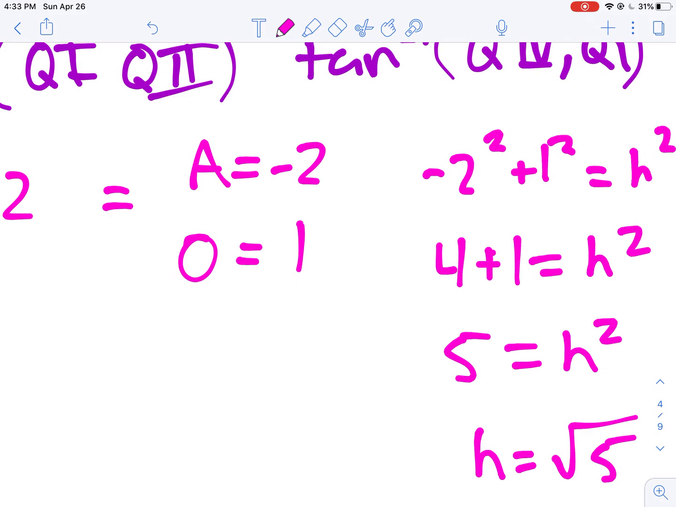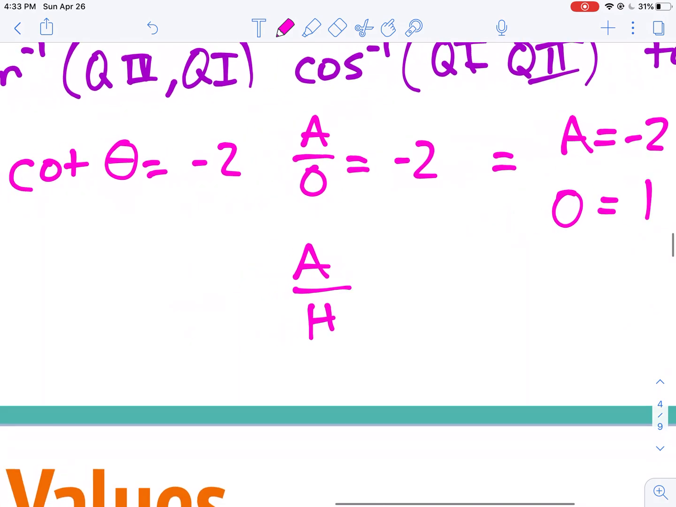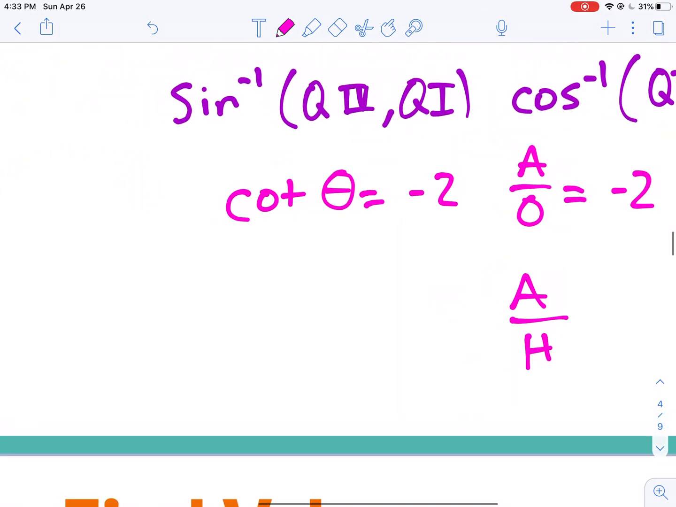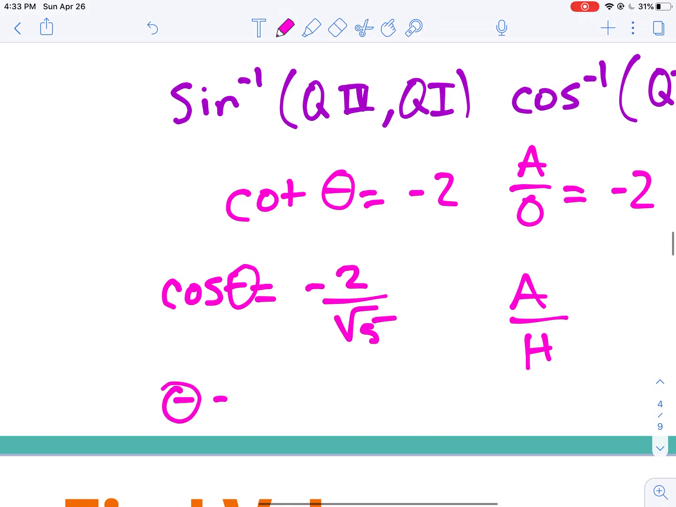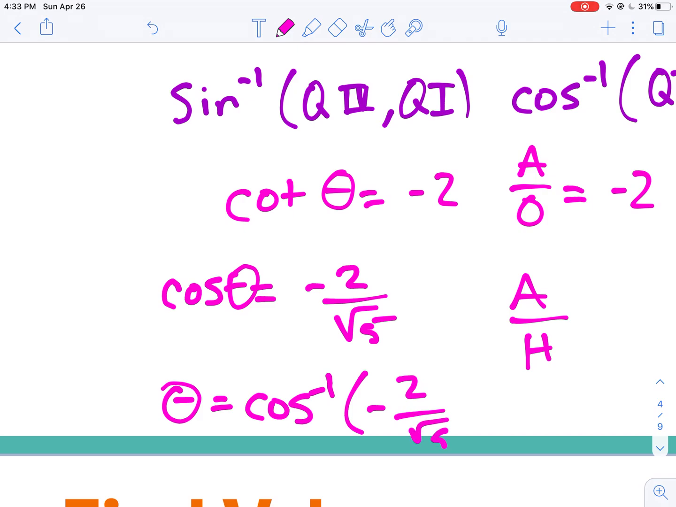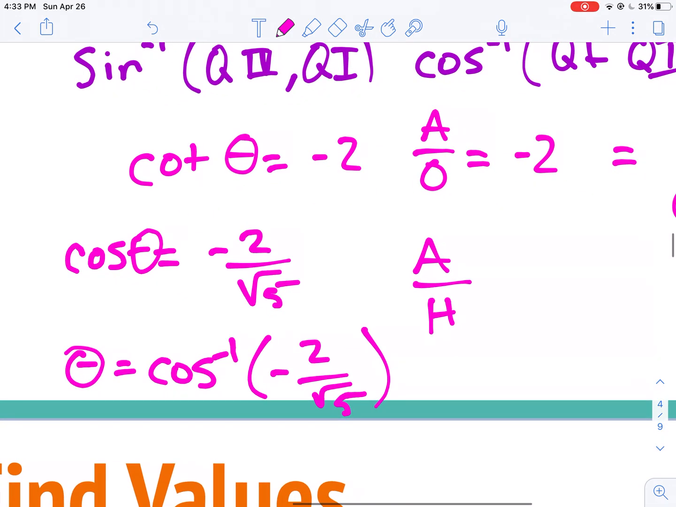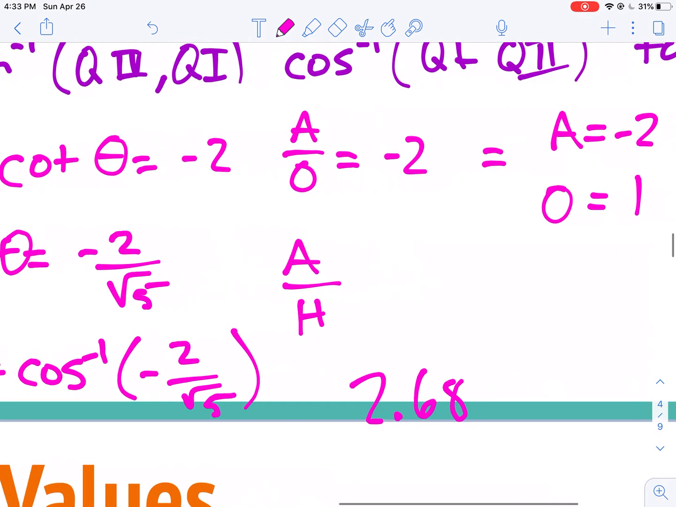Our hypotenuses are always positive values. So I have a positive 5 for my hypotenuse. And then I can say that the cosine of theta is equal to negative 2 over root 5, which means that theta is going to be equal to the cosine inverse of negative 2 over root 5. And when I plug this into my calculator, I'm going to find that this is equal to 2.68 radians.